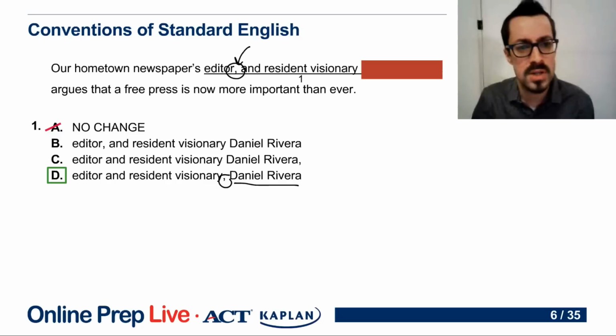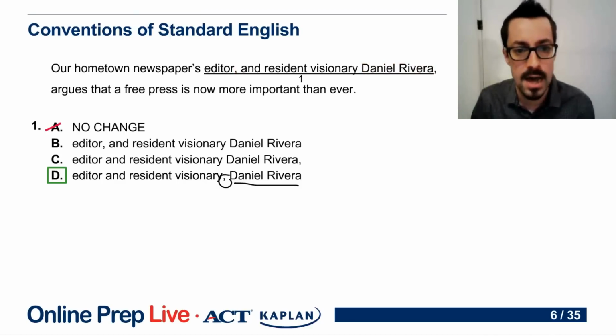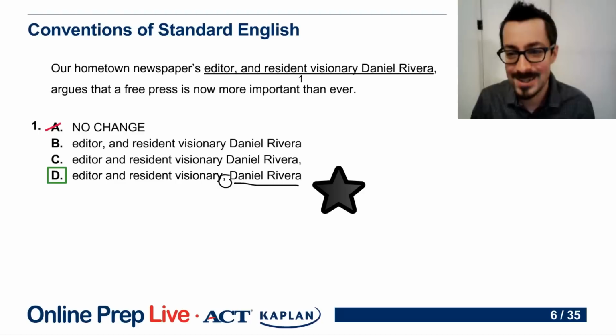Our hometown newspaper's editor and resident visionary argues that a free press is now more important than ever. Yes, that works just fine. Of course, we'd have to take out this comma. That comma's got to go. But this works just fine without that noun phrase there, Daniel Riviera. So having a comma on each side is a good way to go. Answer choice D is correct. And for everybody who voted for that one, I'm going to give you all a little watcha ninja throwing star for getting answer choice D correct.